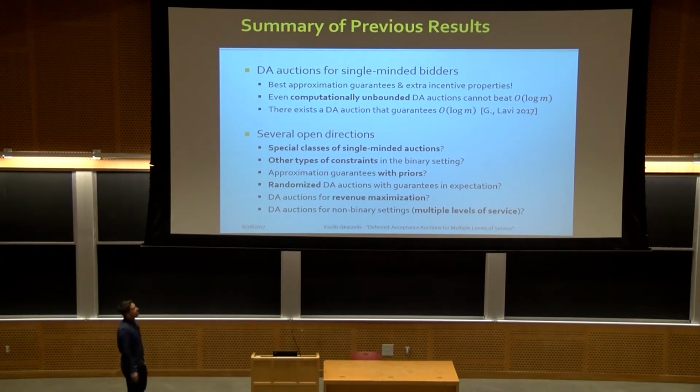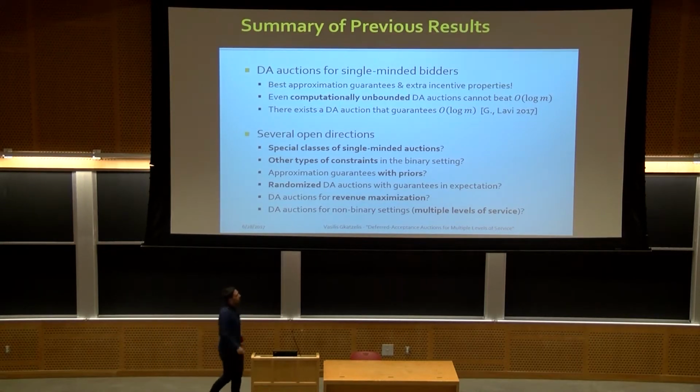What about other special classes of single-minded bidders? We don't know anything there. Other types of constraints in the binary setting, approximation guarantees with priors. We're not using priors. You can use priors and be smarter about this. What about randomized deferred acceptance auctions? We don't know the extent to which we can use randomization to make these better. What about revenue maximization, as I mentioned before.